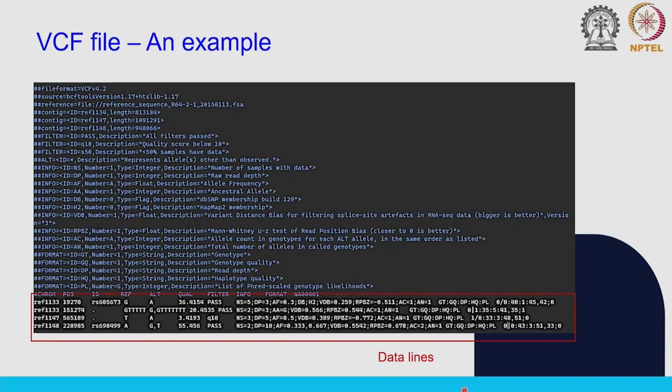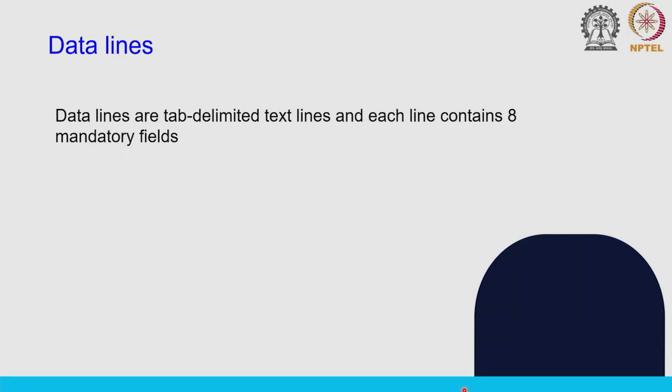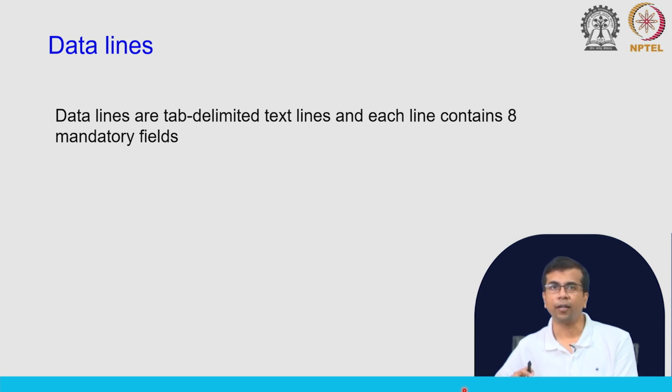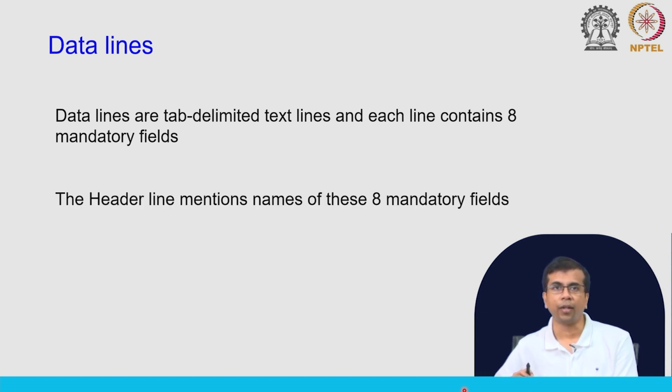Then you have the data lines. Here, this is the data about the variants, and again we will discuss what these mean. You see a lot of information there. And finally, you have just one line, the header line. This contains the header for the data lines. We will discuss this header line as well. Data lines are tab delimited, so they are tab separated text lines, and each line contains 8 mandatory fields. The header line mentions the names of these 8 mandatory fields.